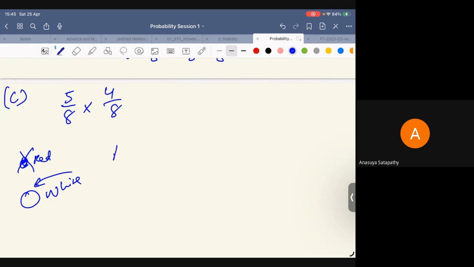Okay. But I'm adding one more question. Compute the probability that the first ball is red and second ball is white.